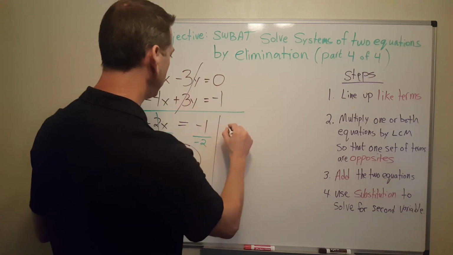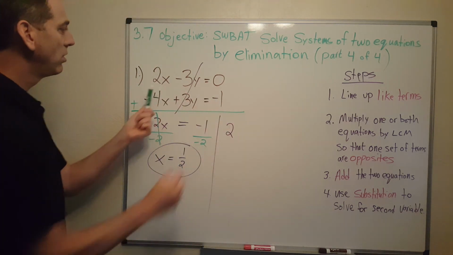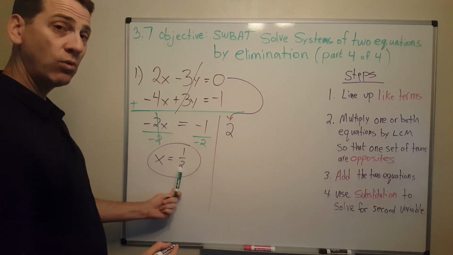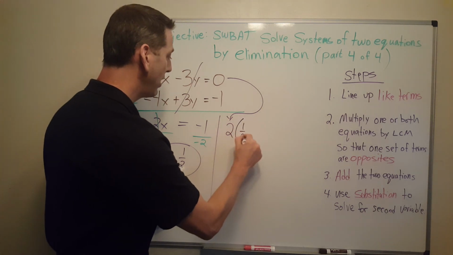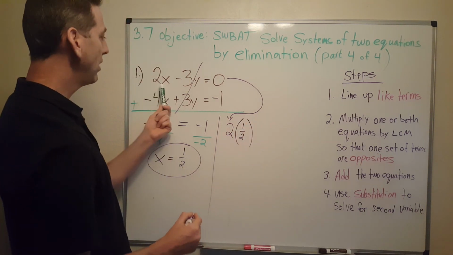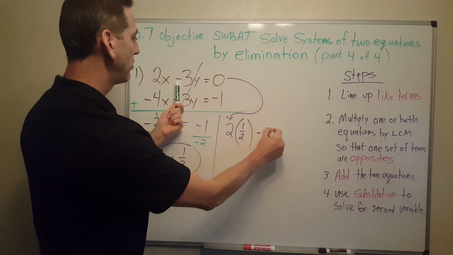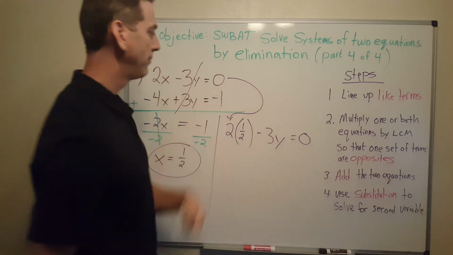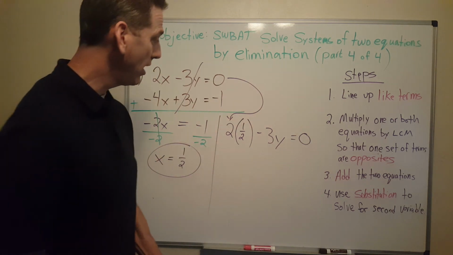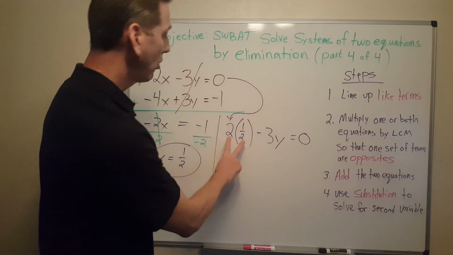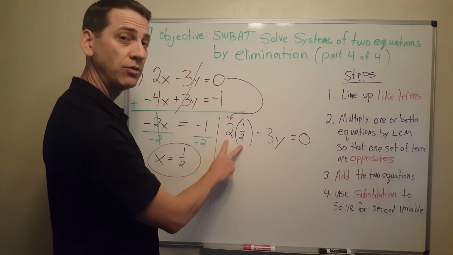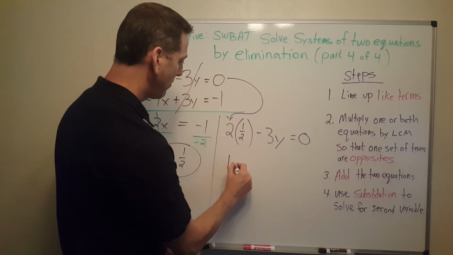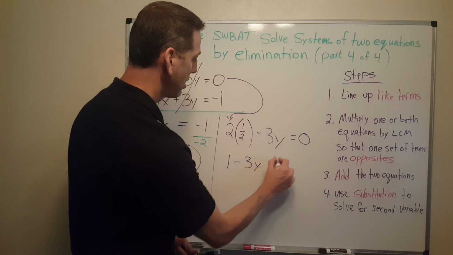So 2x, so 2 times x, and I know that x is 1/2. So I'm going to multiply that by 1/2. So 2 times x minus 3y equals 0. Okay, so I have only one unknown. So half of 2 is 1. So I get 1 minus 3y equals 0.